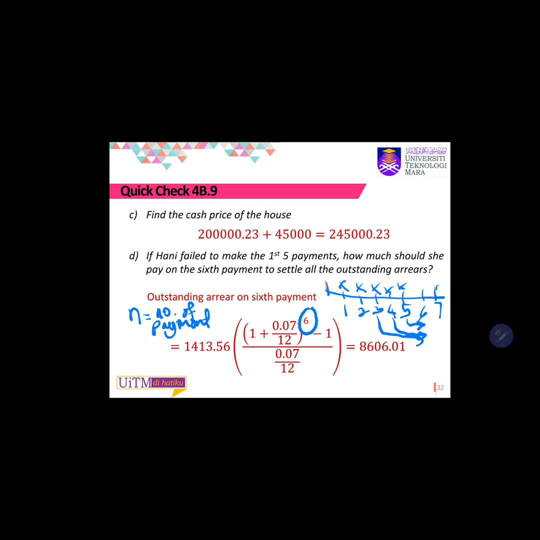How many payments does Honey need to make? So 6. Why 6? Because it's in the question, failed to make the first 5 payments. How much should she pay on the 6th payment? So all the payments are made on the 6th payment. That's why your N is 6. So the keyword here is outstanding arrears. You must use S. Here I put a few examples that you can refer to after this.